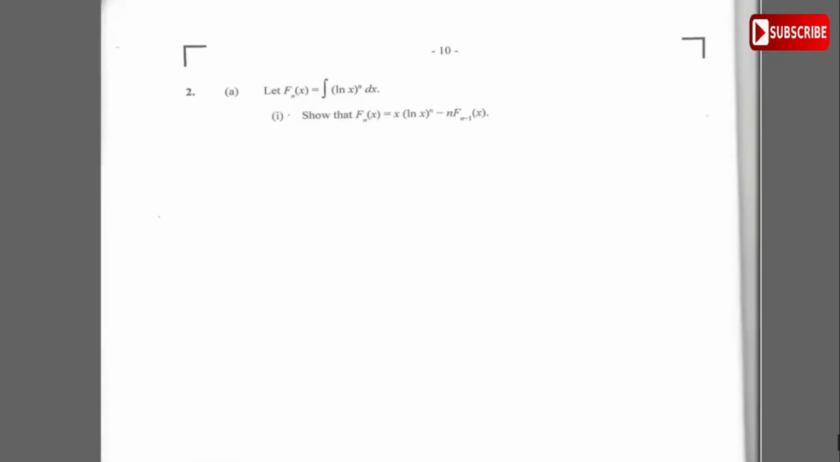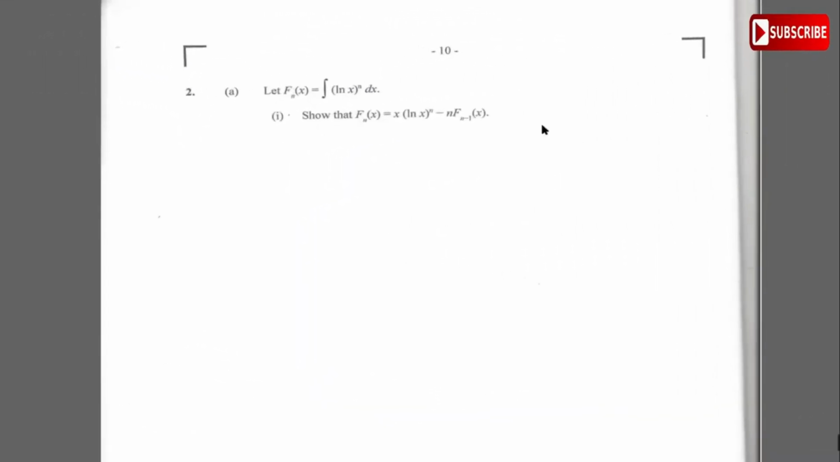Now we reach around here. Question 2, it says, so question 1 pretty much dealt with differentiation and complex numbers. This is going to deal with more integration. So it says, let f n of x be equal to the integral of ln x to the n. Show that f n of x is equal to x times ln x to the n minus n times f n minus 1 of x.